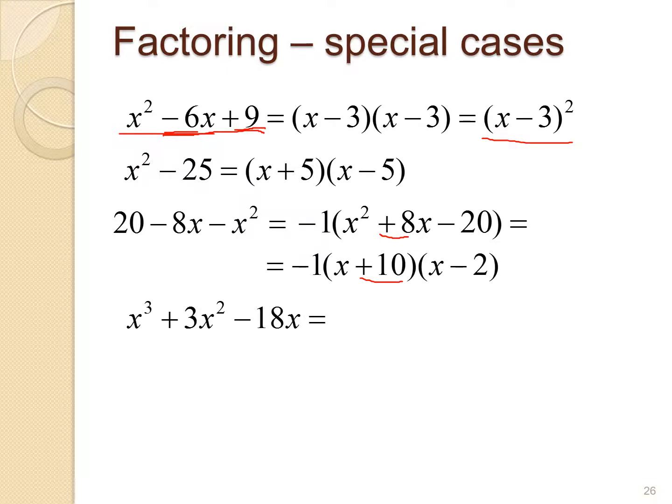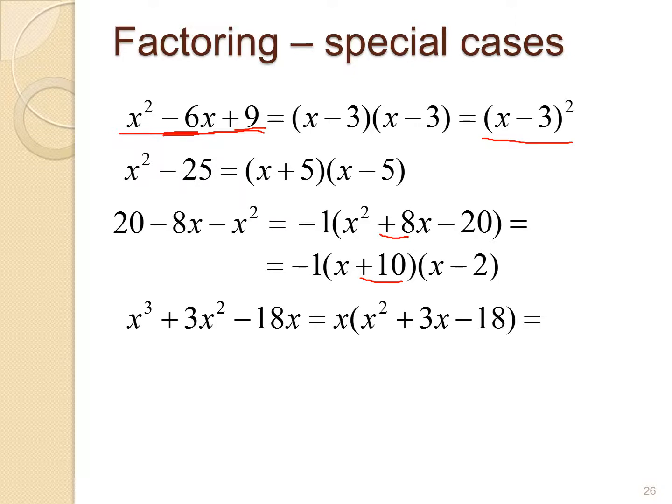Also, whenever you see this kind of thing, if there's an x in each term, factor that out first. So it becomes x times x squared plus 3x minus 18. Now you can factor it. 18 and 1, but there's no way 18 and 1 is going to add or subtract to get 3.